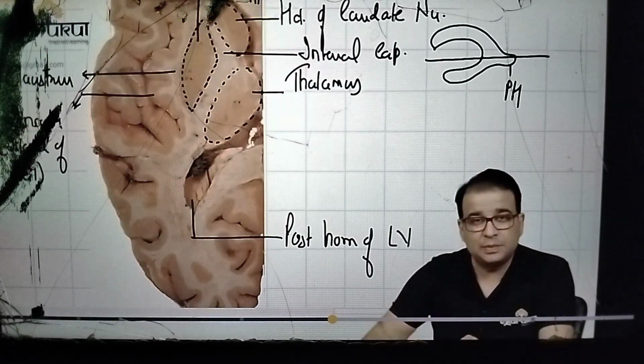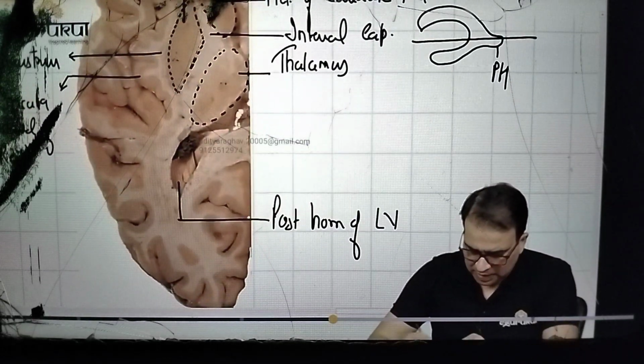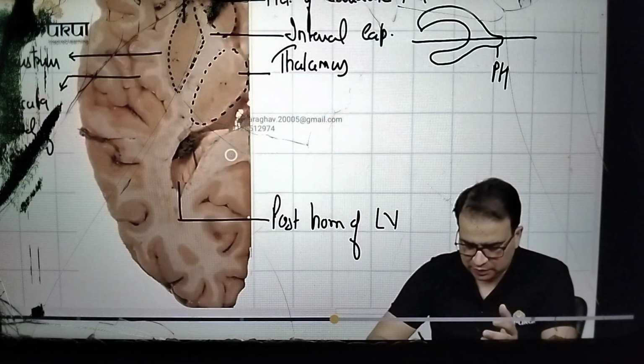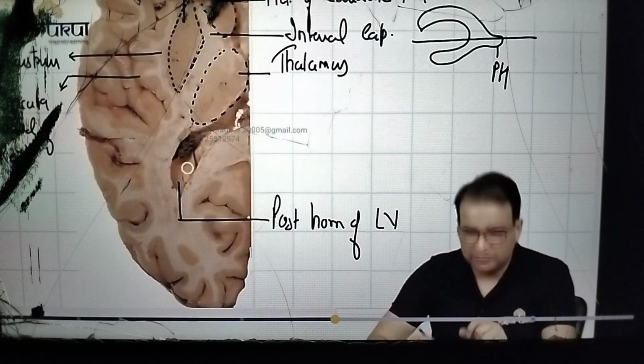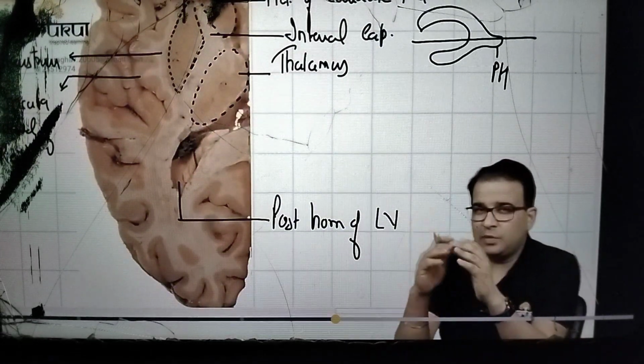That is a posterior horn of the lateral ventricle. Medial to the posterior horn, you will see the fibers which are coming from the corpus callosum. Even lateral to that, we again see a white matter which is also coming from corpus callosum. The one that you see coming from the genu, that was forceps minor.